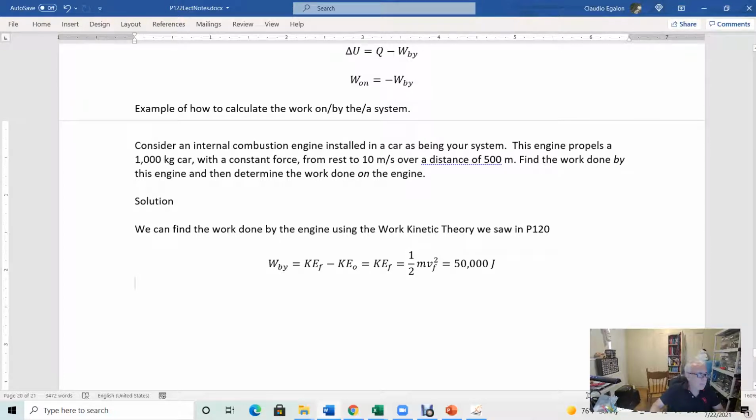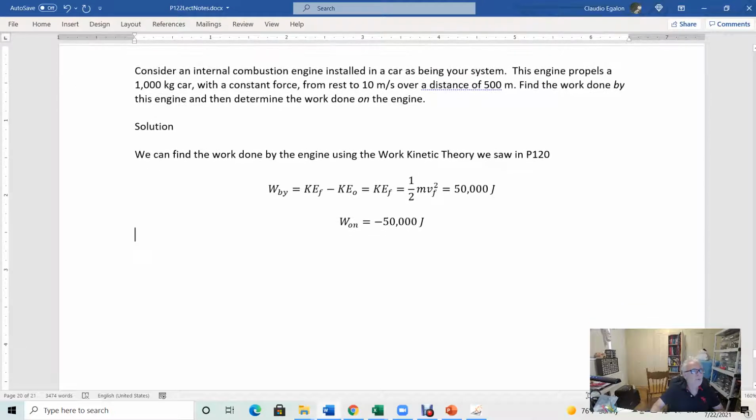Oh, and by the way, the work done on a system would be the negative of that. On the engine. That's one type of problem that you're going to find out there.